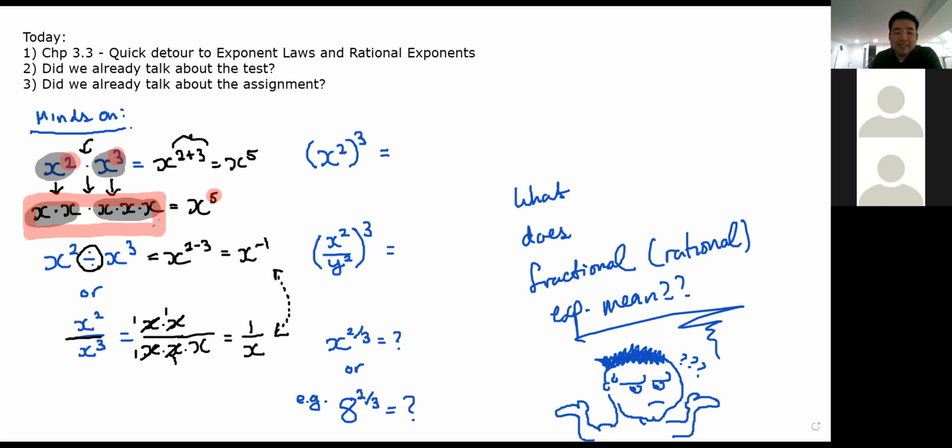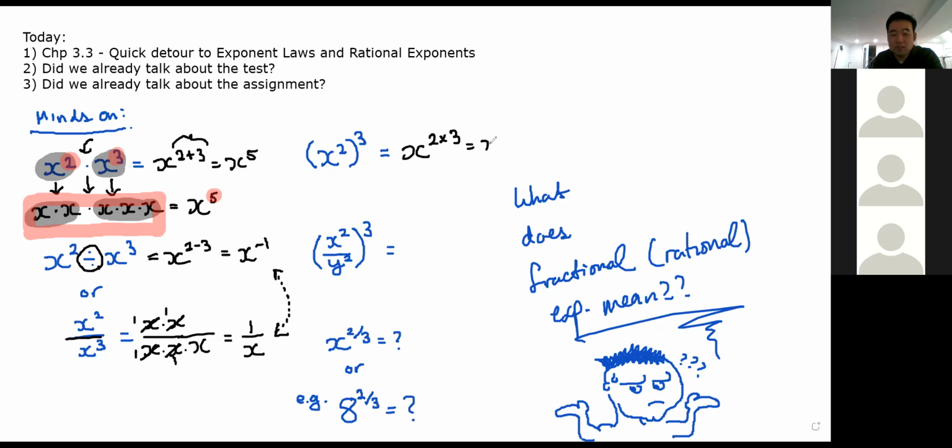The same idea and logic can be applied when you have a power of another power, an exponent inside an exponent. And you want to remember what you're supposed to do. You multiply the two. It becomes x to the power of 2 times 3, which is 6.